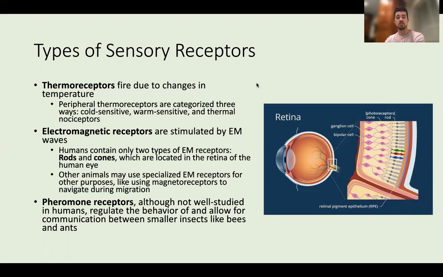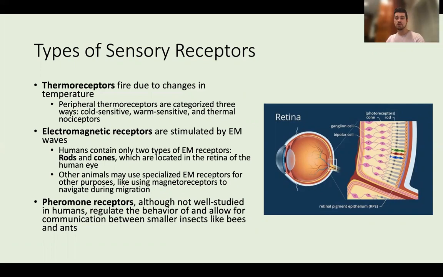We also have electromagnetic receptors. Those are stimulated by electromagnetic waves, or EM waves. And humans only contain two types of EM receptors, rods and cones, which, as you should know from other lectures, are located in the retina of the human eye. I just put a little diagram to the right if you need a little bit of a refresher. Those are also known as photoreceptors. The only types of electromagnetic receptors that humans have are photoreceptors, and they're just rods and cones.